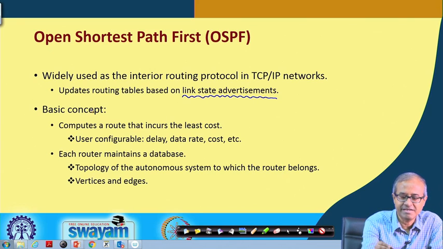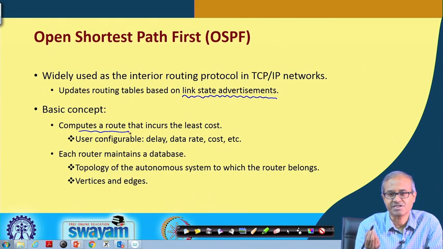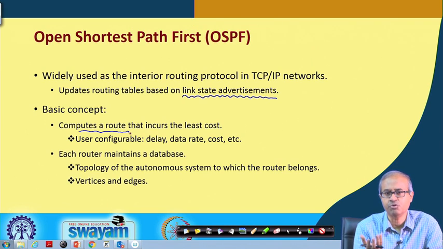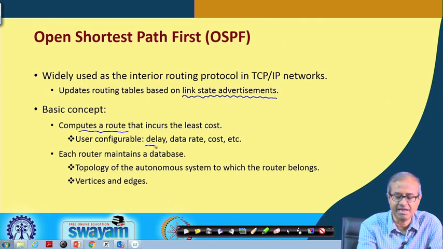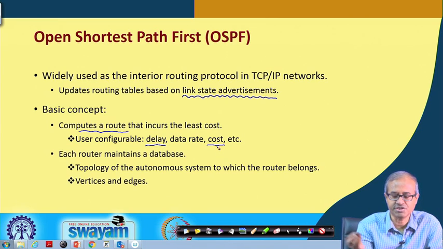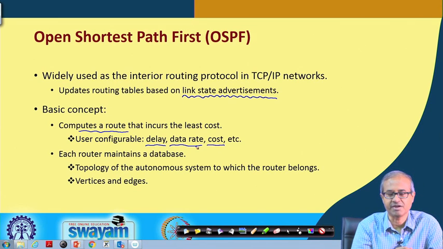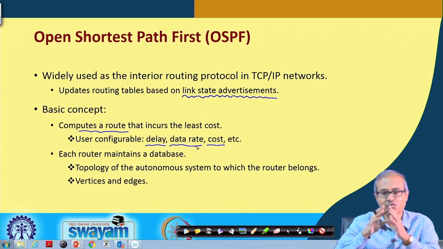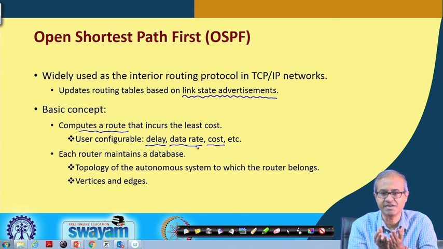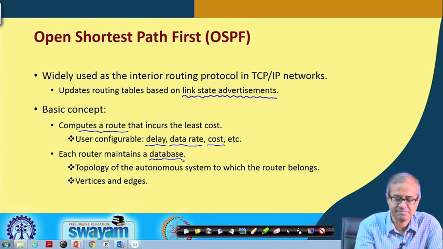Basic concept is that the OSPF tries to compute a route again dynamically based on some least cost algorithm. The notion of cost again can be configured. How do you define cost? Is it minimum delay? Is it minimum cost, or is it with respect to the data rate of the links you are following? How are you defining? So, each router will be maintaining the information about the current state of the network of the autonomous system, that we are calling as the database.